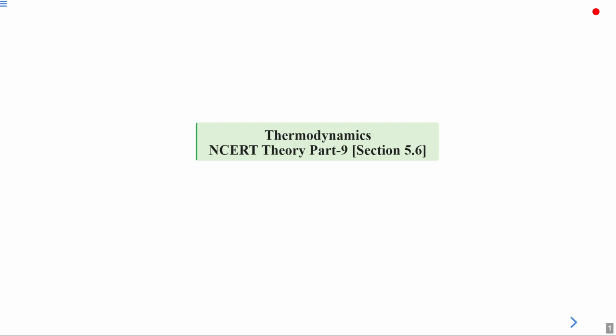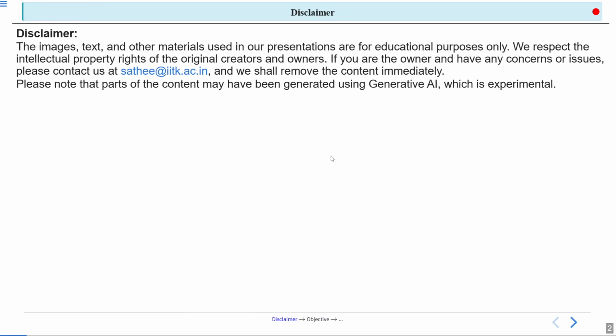So today we will do the Thermodynamics NCERT Theory Part 9, in which we will cover the section 5.6. So this is the disclaimer.